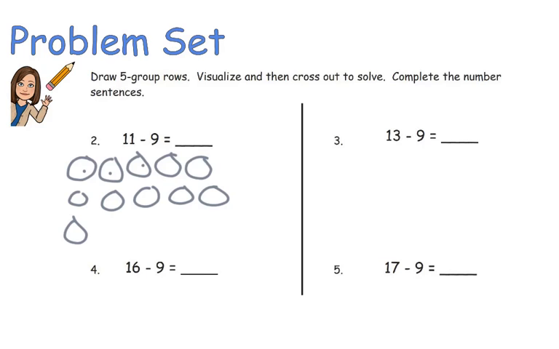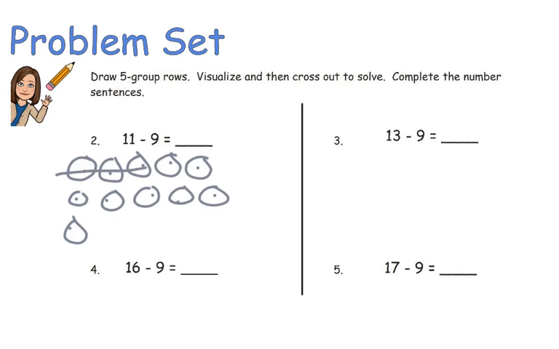1, 2, 3, 4, 5, 6, 7, 8, 9, 10, 11. Perfect. I have 11. And now it says take away 9. So we're going to take away 9. We're going to cross off 9 circles.